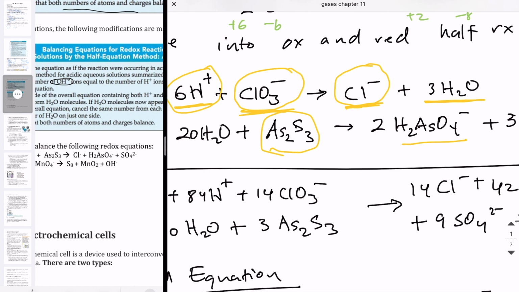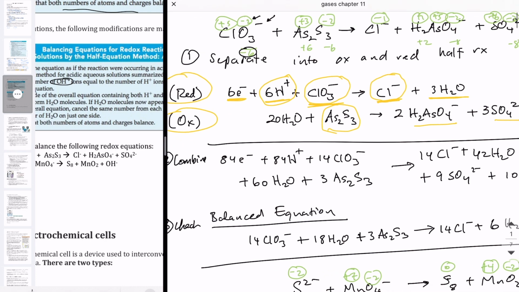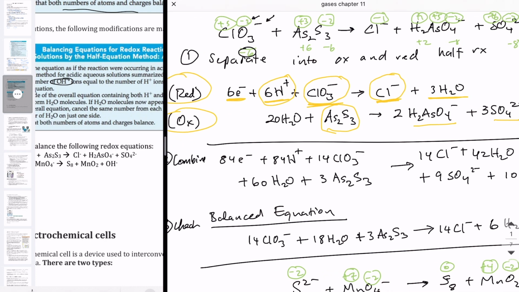When I say I need balanced charges on both sides, I don't mean both sides have to have a total charge of 0. I mean both sides have to have the same total charge. In this case, both sides have a total charge of -1. Now that I've completed my reduction half reaction, I'm going to jump into my oxidation half reaction.